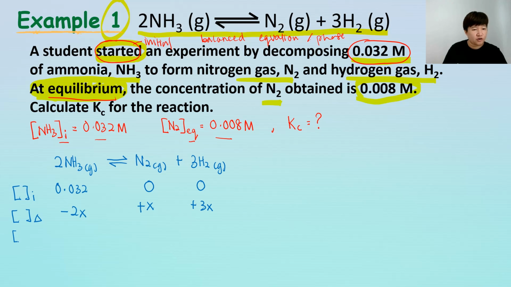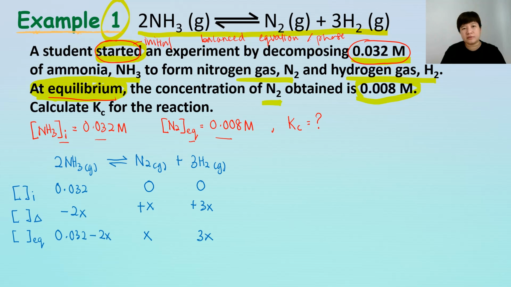Last but not least, your equilibrium over here. What would be your equilibrium? Simple. Initial plus changes. So initial 0.032 minus 2x will be my equilibrium. Over here, 0 plus x, so x will be my equilibrium. 0 plus 3x, 3x will be my equilibrium. Can you see over there? You're moving from your initial, go down to your changes, go down to your equilibrium. Okay? So that is your complete I.C.E. table.